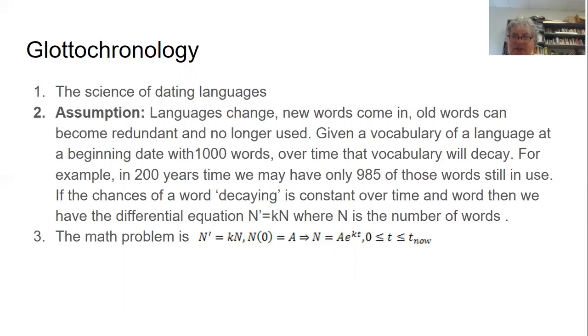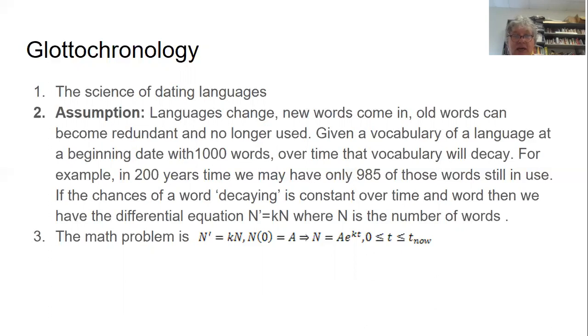And so this is a situation we've kind of seen before. If we can assume that the chances of a word decaying is constant over time, then the rate of change of this vocabulary is going to be proportional to the vocabulary itself, right? So if you've got 1,000 words, over time it's going to lose 10 times more words than if you only start off with 100 words.